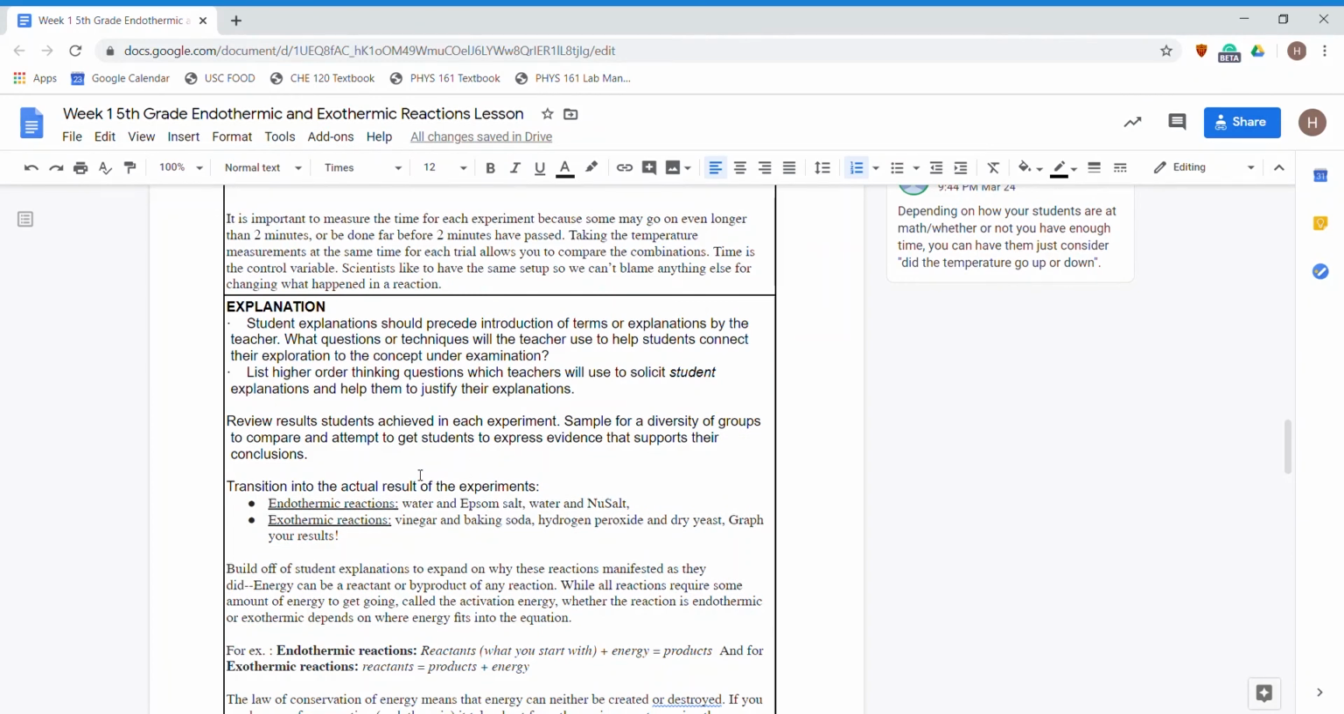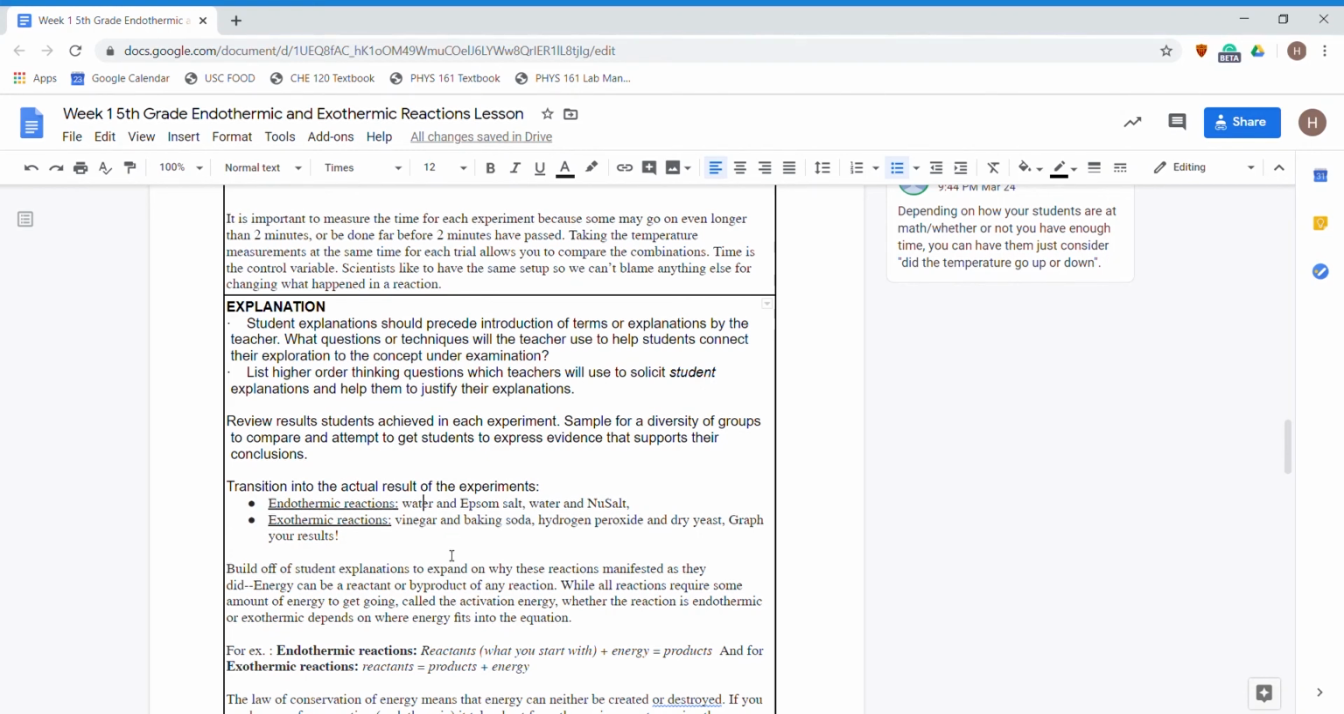Looking at this explanation section, just looking at these bullet points right here, the endothermic reactions are the water and Epsom salt and water and new salt. And from my experience, these don't produce as big of a reaction, like as big of a change in temperature, because again, it's just the salt dissolving. It's not as big of a deal as vinegar and baking soda or hydrogen peroxide and yeast. But I think in my class, they still produced a slight bit of change, and you might find the same stuff.